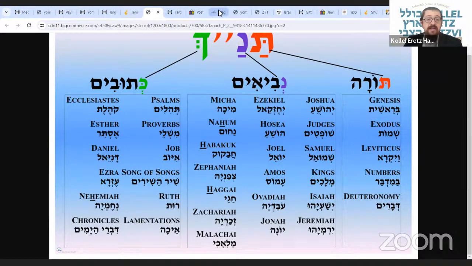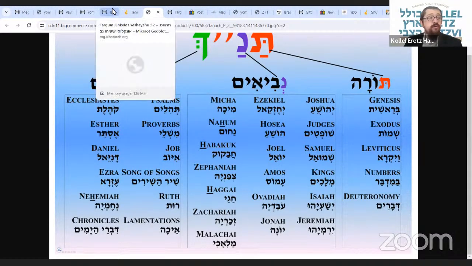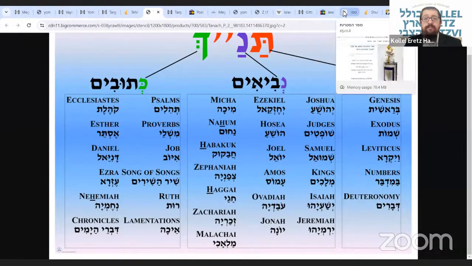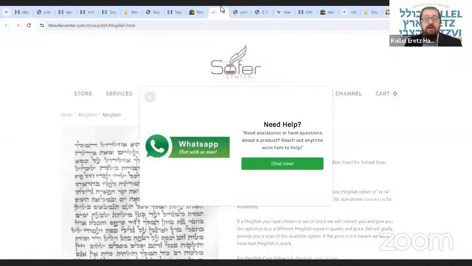So as the Gemara says, you're not allowed to have a book of Nach written on its own. A book of a Torah written on its own. All has to be written as a large book together.